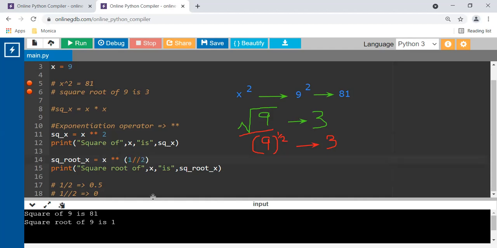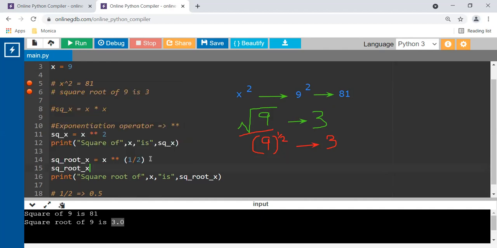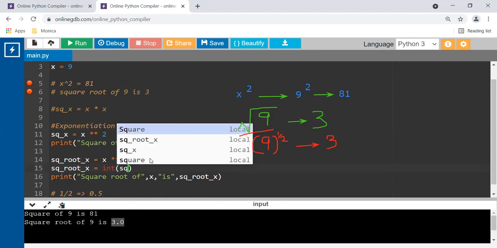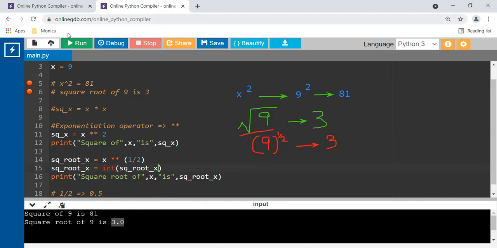So please do not use floor division, rather go for 1 by 2 and get the answer in decimal values. Now, if you're worried about getting this in decimal, that is a float number, you can simply do one thing, that is convert the value to integer by using the int function. So this way, we are getting square root of 9 is 3.